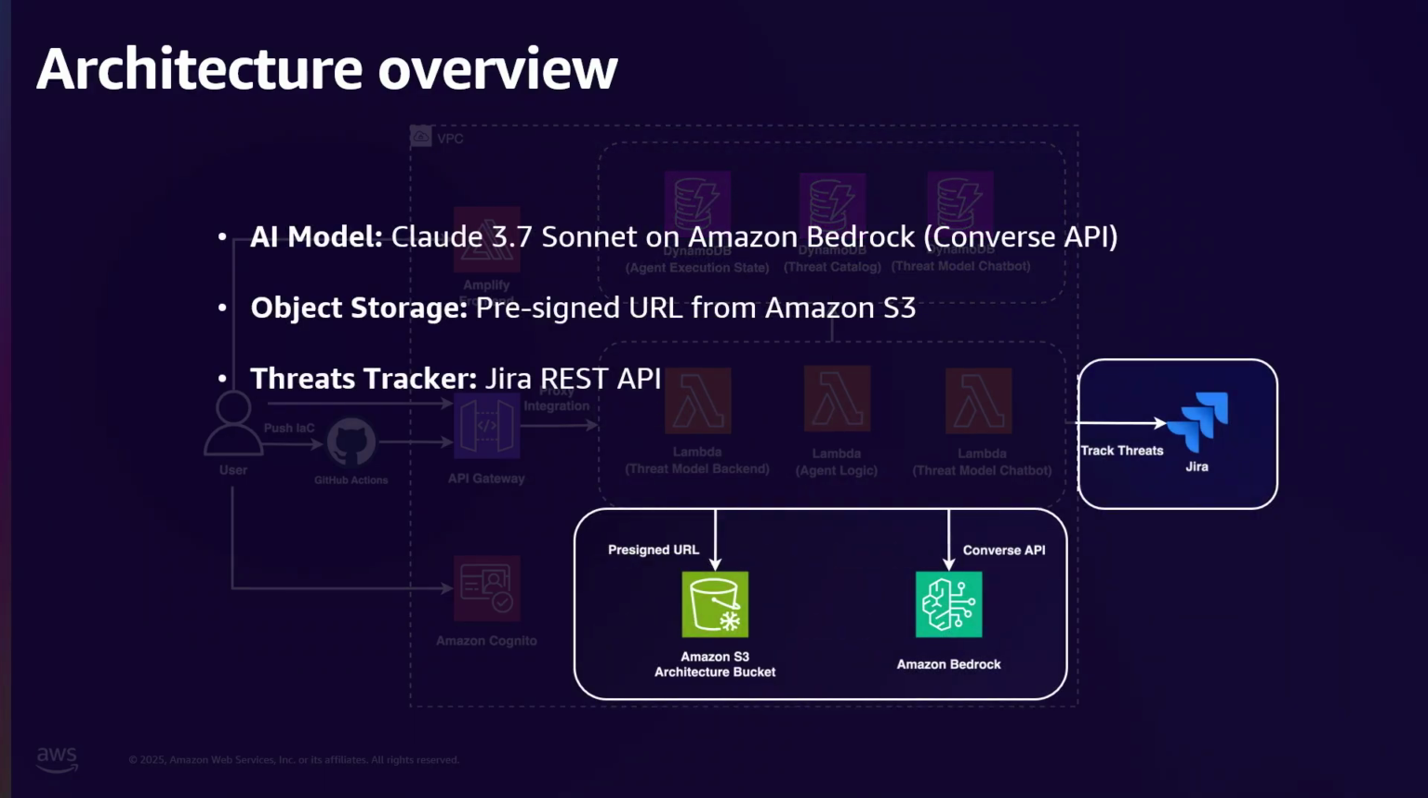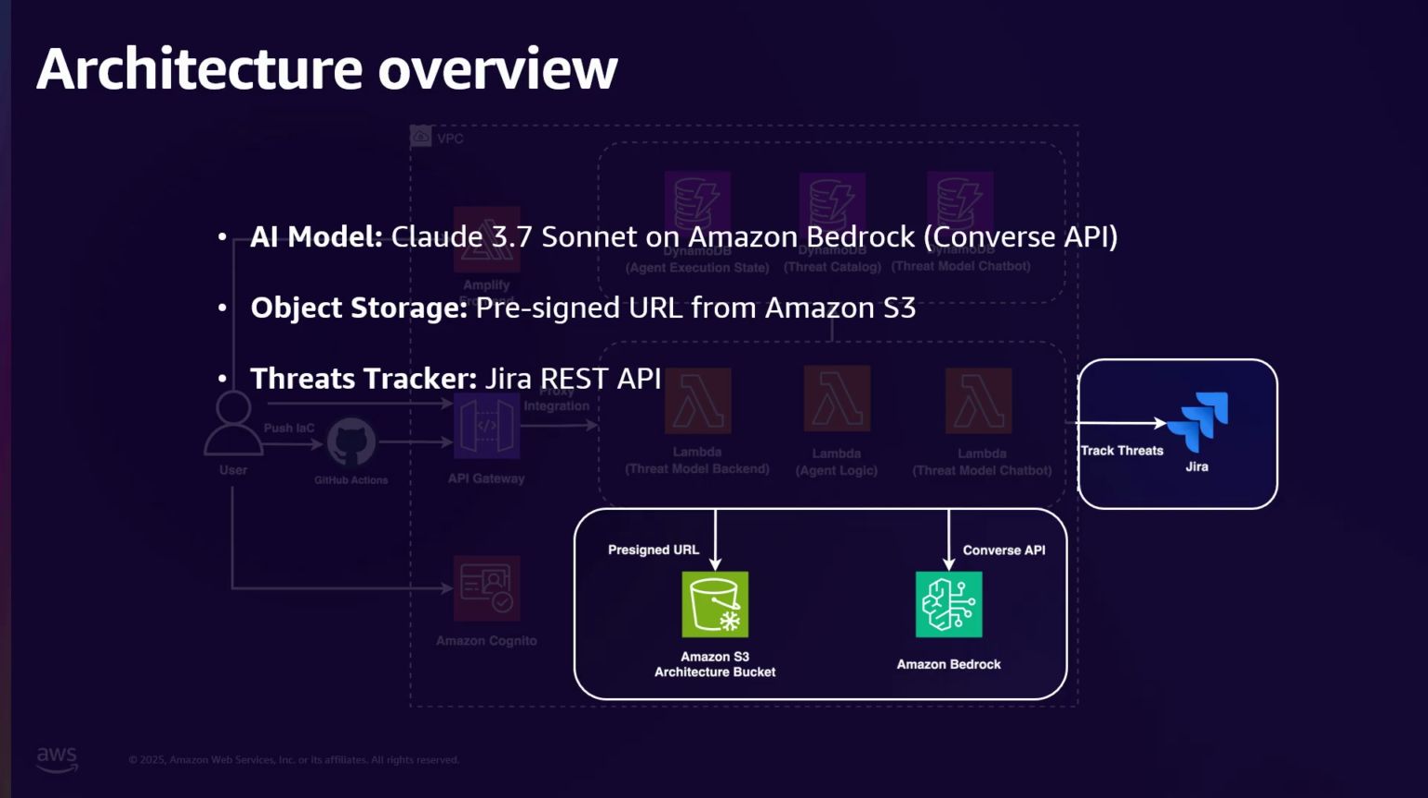For the AI model, we use the Claude 3.7 Sonnet on Amazon Bedrock through the Converse API. The unified API can simplify GenAI application development, and you can use it to easily upgrade the model to Claude 4 Sonnet. And we use the pre-signed URL from Amazon S3 to securely upload the diagram to the S3 bucket.